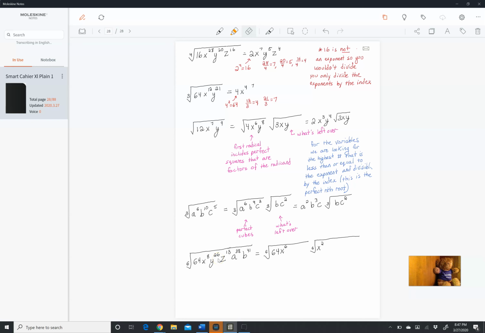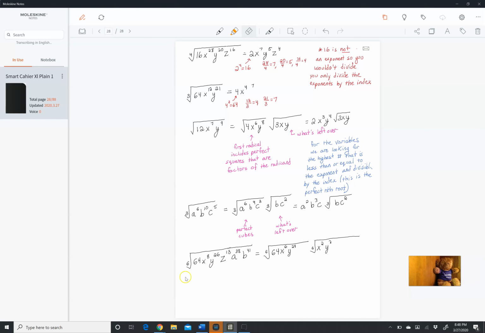26 is not divisible by 6. 25 is not divisible by 6, but 24 is. So we're going to have y to the 24th under here. And what's left over? There are 2 y's left over.